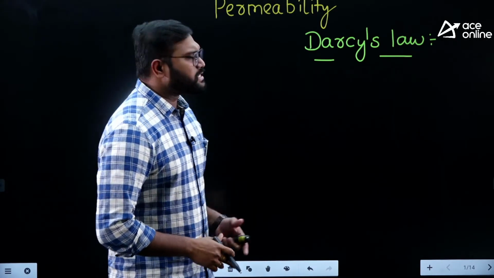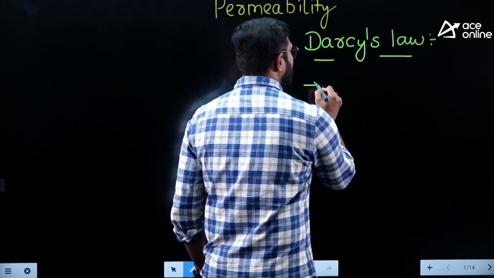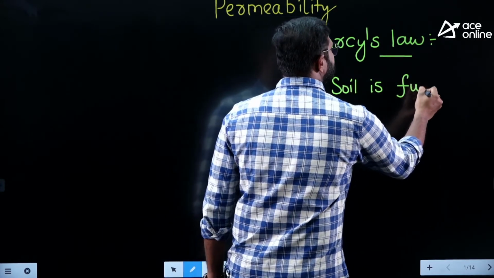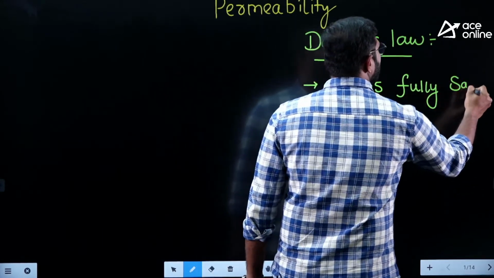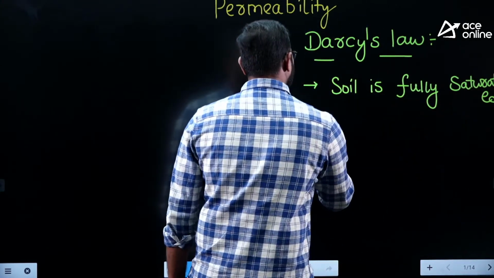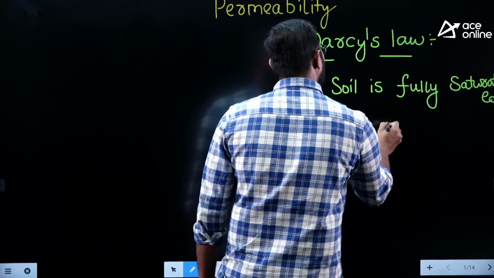Darcy is the first person who explained the free flow of water in the soil as a laminar flow. He said that the soil is fully saturated and the flow should be laminar.